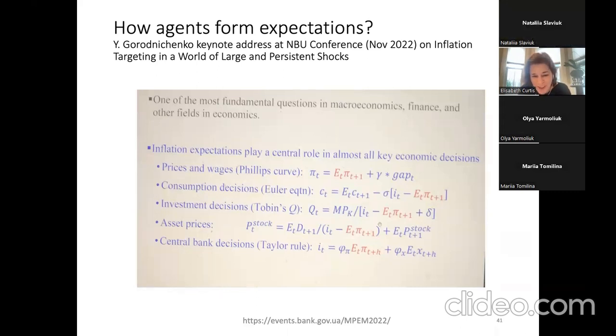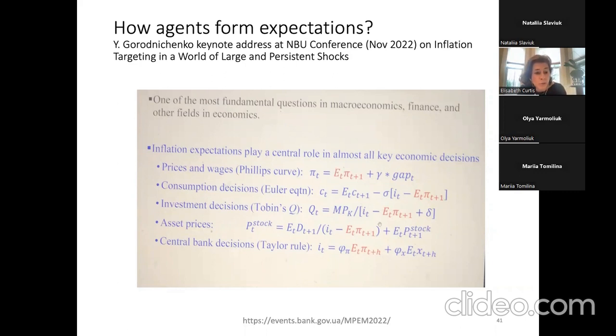So we have a Phillips curve equation that I mentioned to you before. We have an equation about consumption, an equation about investment. Think about the things that determine GDP, consumption and investment being the most important factors. We also have something that affects wealth and therefore also affects consumption decisions, asset prices. And we also have a central bank decision that affects the economy.